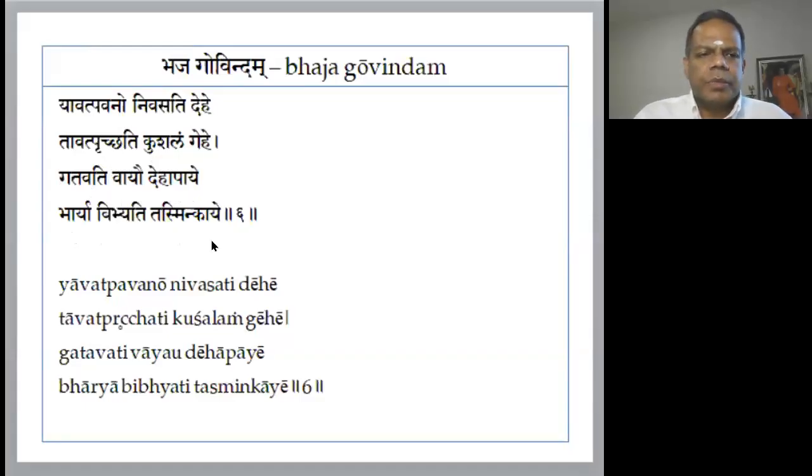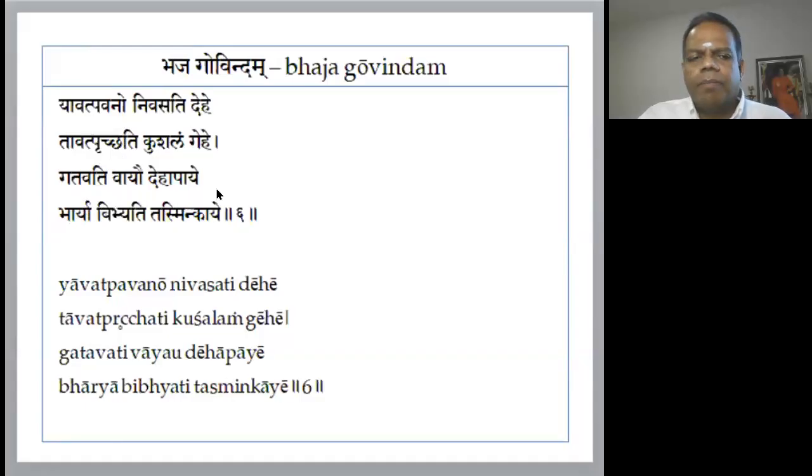We'll just look at the consonants or letters which you have to pay attention to when you are reading it. Yavat pavano nivasati dehe. There are no aspirated consonants, so they are all simple consonants, so it should be easy. In the second line, tavat prichati kushalam gehe. In the word prichati, I think we had looked at the same word last week also. Pricha, this is a compound consonant. It's ich and cha. The second letter in that compound consonant is an aspirated consonant. So it's the second letter in the cha varga or cha class of sounds. So it has to be aspirated. Prichati kushalam gehe. The third line also, there are no aspirated consonants.